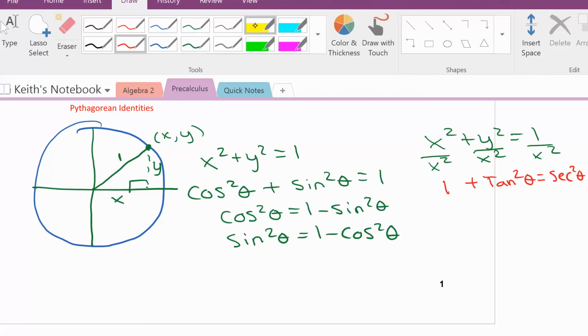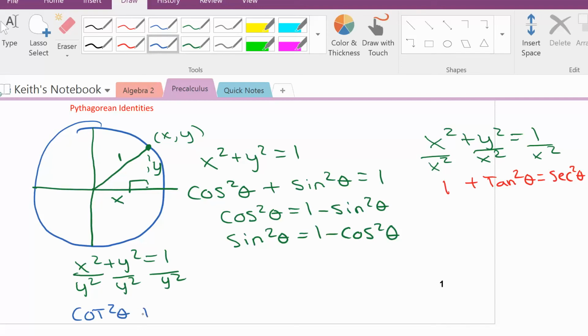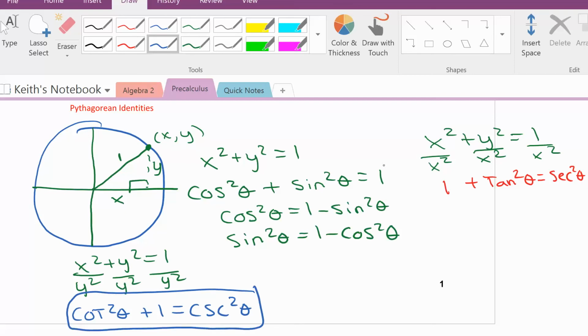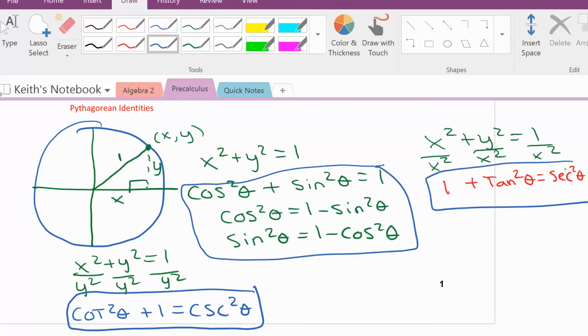Likewise, if you took x squared plus y squared equals 1, and now you divide it by y squared, you would get x over y is cotangent, so you get cotangent squared plus 1 equals cosecant squared. So these are the Pythagorean identities.